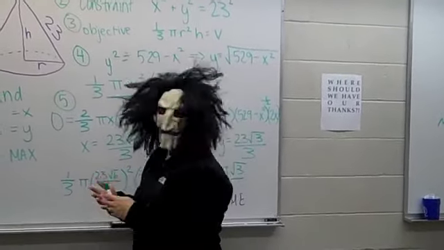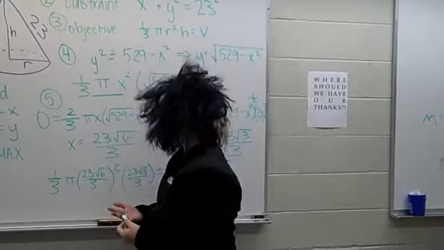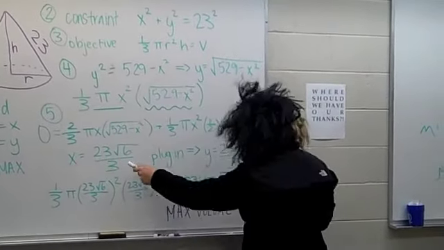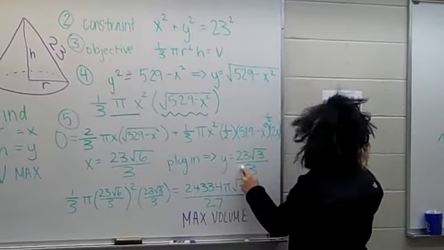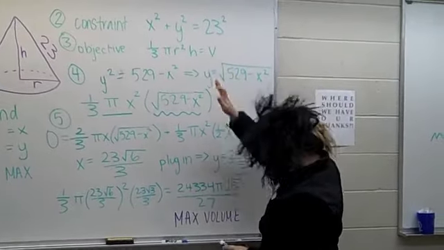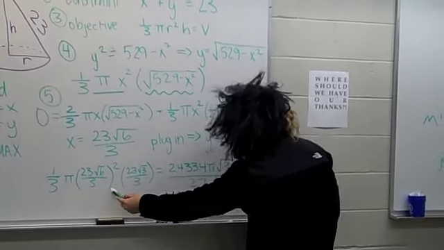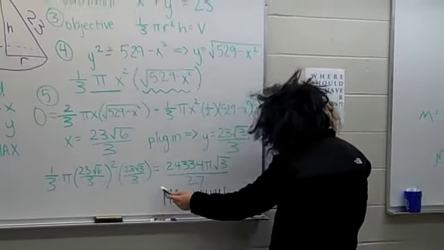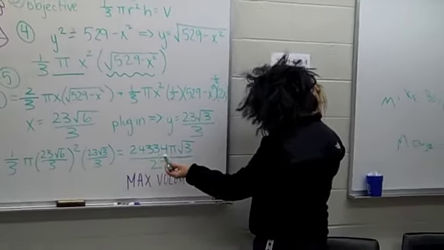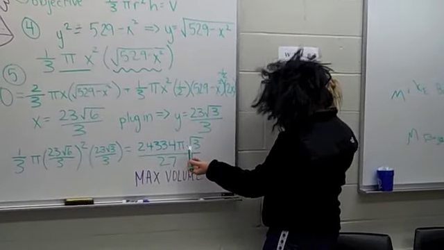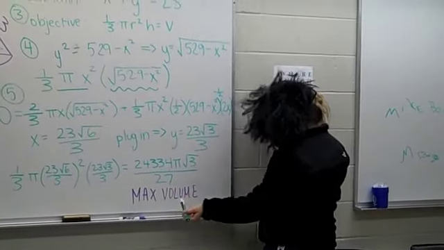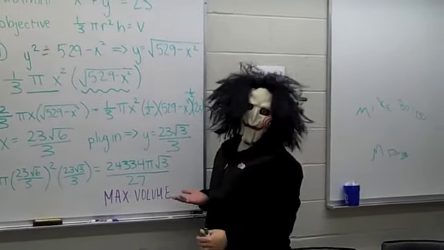And the last part of the problem is find the maximum volume. So now you enter the x and the y into the volume equation. And when you do this, 1/3 pi r squared times h, you get 24,334 pi times root 3 over 27. That gives you the maximum volume.